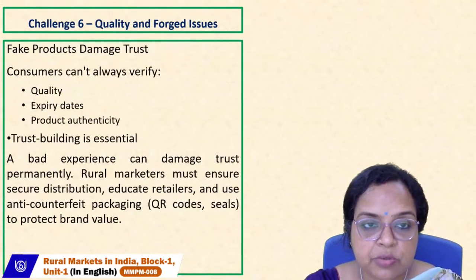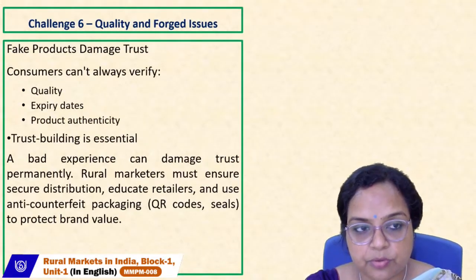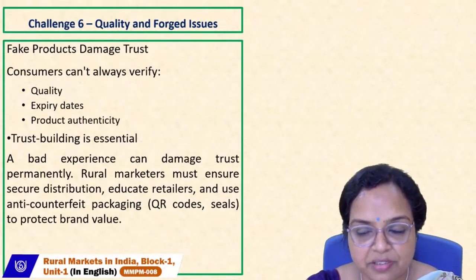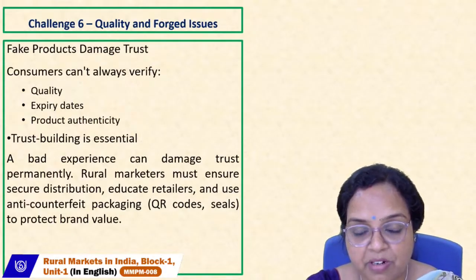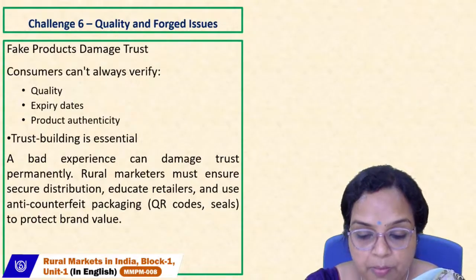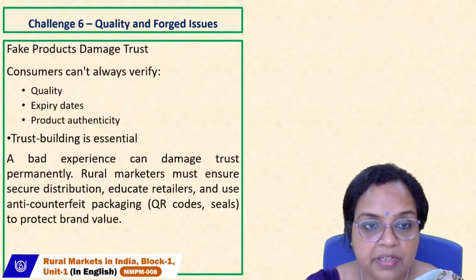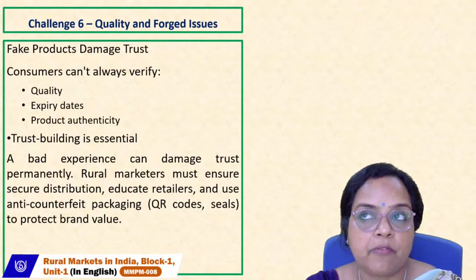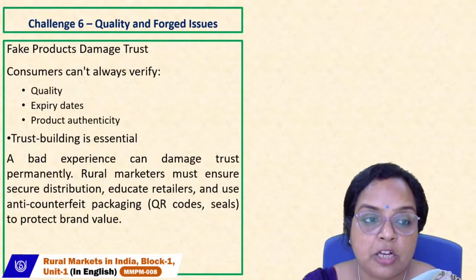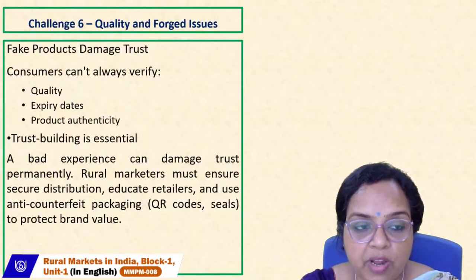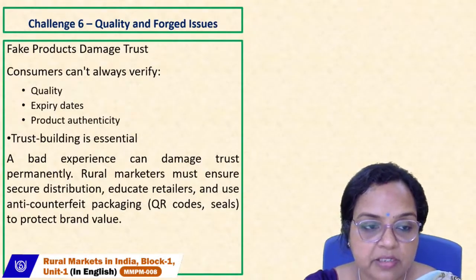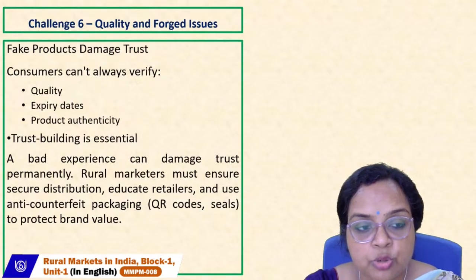Challenge number 6 is quality and fraud issues. Fake products damage the trust. If you are a marketer selling fake products, then it is a serious damage to the trust building process of consumers. Consumers cannot always verify the quality of the product, the expiry dates, the product authenticity. So trust building is a critical factor, and it is essential to develop because a marketer needs that.